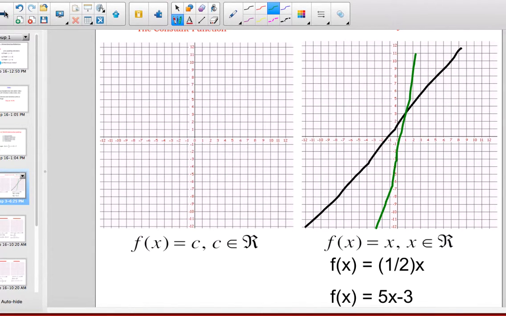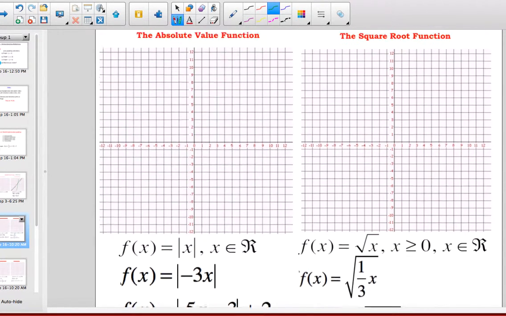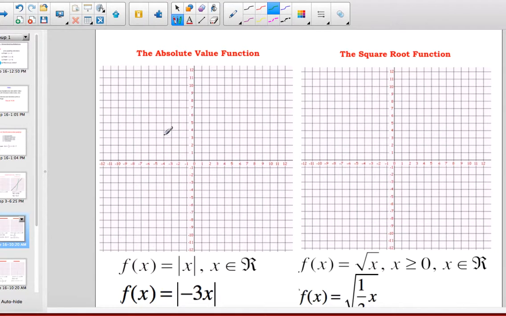We're going to be dealing with more of these types of functions. So absolute value, right? You have your parent function, which is just the absolute value of x. Right, looks something kind of like that.